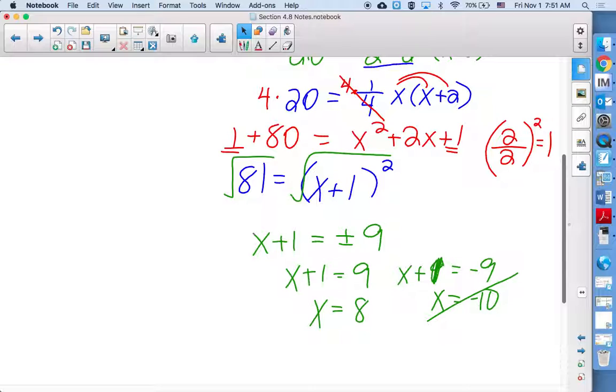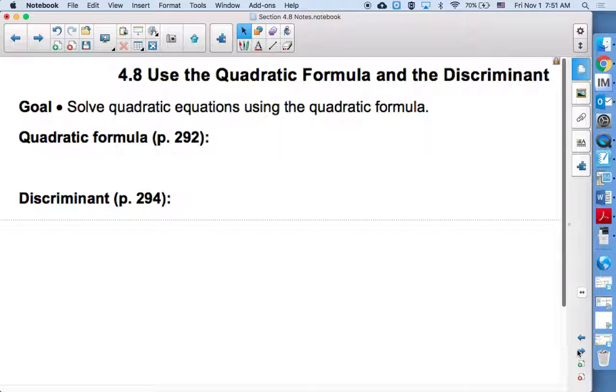So it is section 4.8. And again, this ends the solving portion of the chapter. So this is the last part of the solving. So sections 4.3 through 4.8 have all been solving. And then we're going to kind of backtrack and go back to the beginning of the chapter, and we're going to use the solving to help us graph. So kind of wrapping up the solving part here.